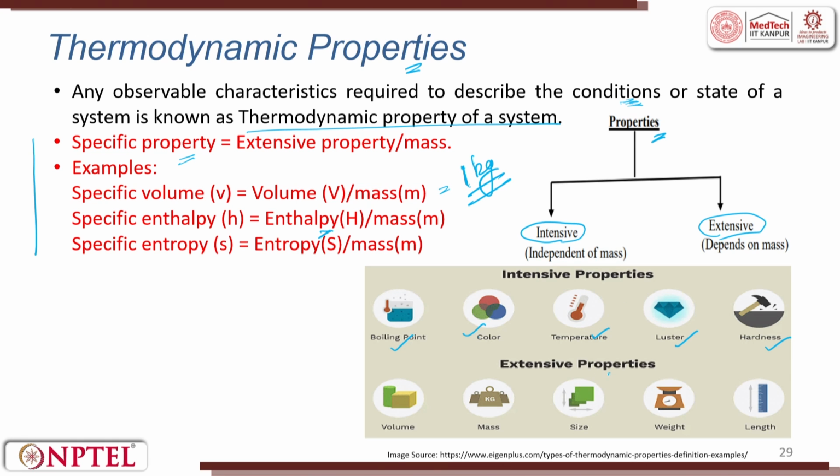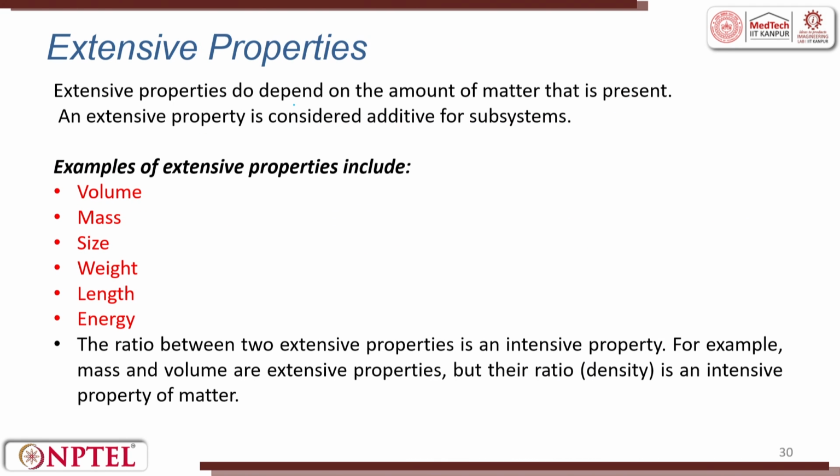Extensive properties are nothing but volume, mass, size, weight, length. These are all extensive properties, which depend on the mass. Please try to understand specific properties, intensive properties and extensive properties. Extensive properties do depend on the amount of matter that is present. An extensive property is considered additive for subsystems. Volume, mass, size, weight, length, energy.